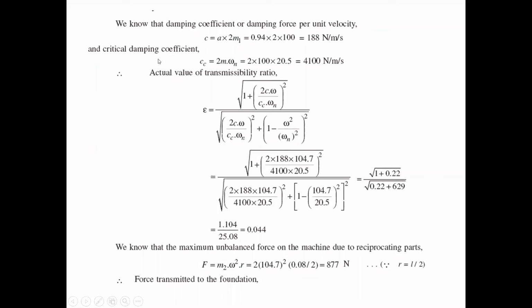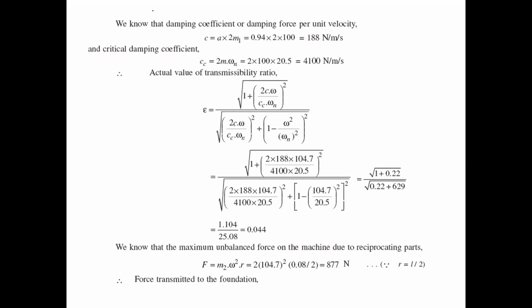Now, critical damping is also required. This is the actual damping, and Cc is the critical damping. Cc equals 2m omega n. The relation is already known, and omega n was calculated earlier, so that is substituted in our equation. Then the value arrives at 4100 Newton per meter per second.